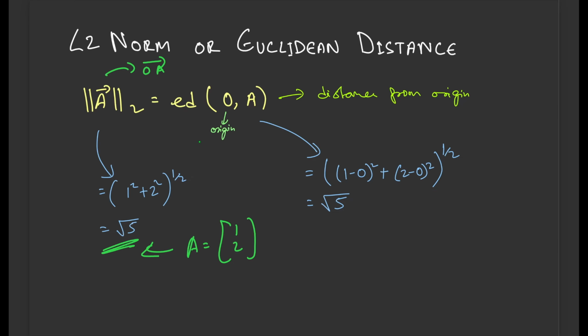And the Euclidean distance is going to be from the origin, right? Because vector A starts at the origin and goes till the point A. So we need to take the distance between the origin and point A. If you apply the formula, it will be 1 minus 0 square plus 2 minus 0 square, and you take the square root of the whole thing. 0, 0 is the coordinate for the origin, and 1, 2 are the coordinates for point A. So we are getting the same thing, square root of 5.